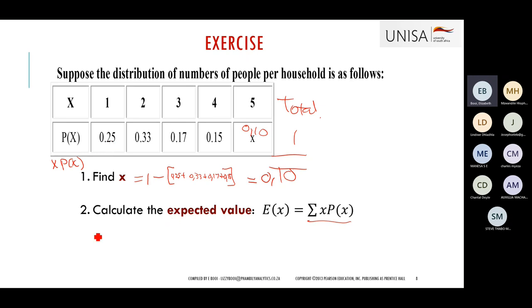So the expected value, you can either write it out as a formula and say 1 multiply by, or you don't even have to use multiplications. You can just put them into brackets. 1 multiply by 0.25 plus 2 multiply by 0.33 plus 3 multiply by 0.17 plus 4 multiply by 0.15 plus 5 multiply by 0.10, and that should give you your answer.